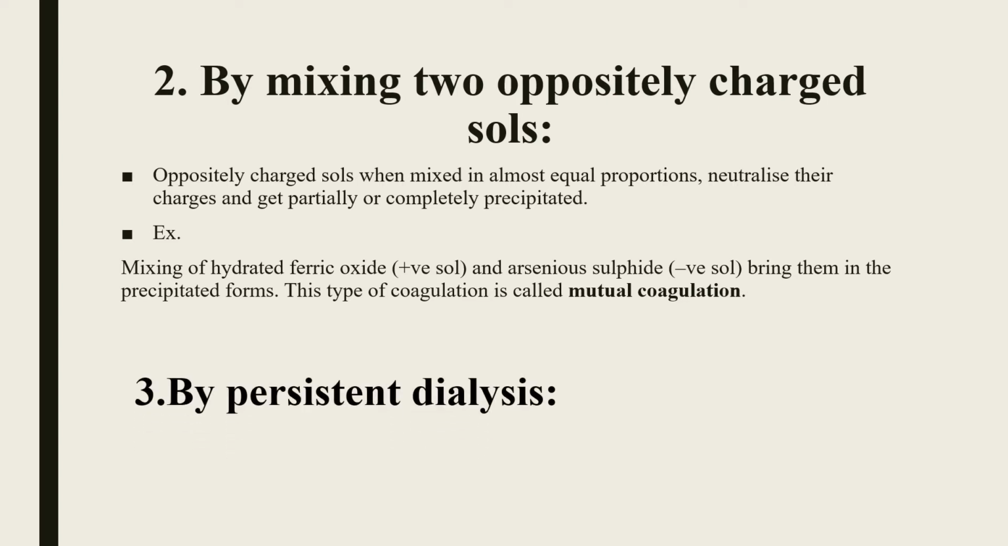Now the next method of coagulation is by persistent dialysis. As we know, the dialysis process is used for the purification of colloid, in which with a parchment bag the impurities can easily be removed from the colloid. On doing prolonged dialysis, the impurities or the charge can easily move out from the parchment bag, and from here we can get a coagulated or precipitated form of colloid.